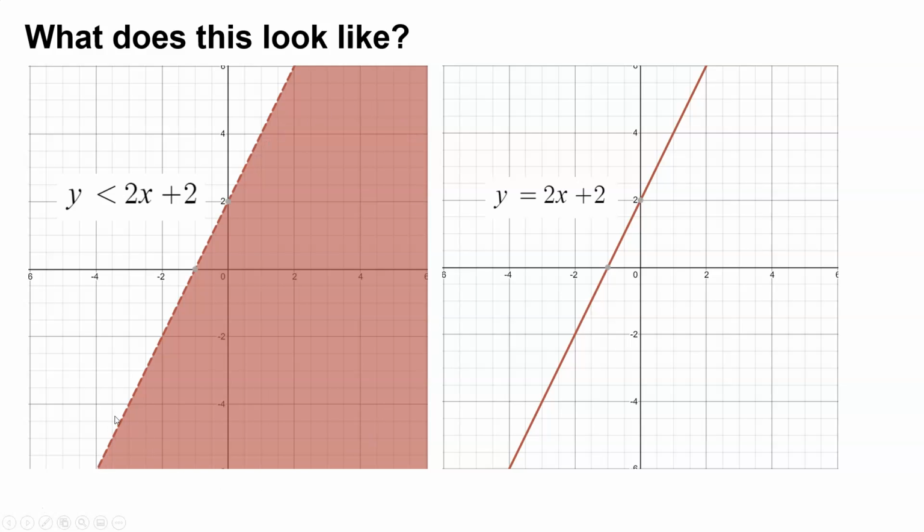And notice the line itself is dotted. That means we are not including the line as part of our solution. That is just our boundary, but the points on the line itself are not part of the solution. It's just everything below the line. So this is what this looks like. Same expression, but this is an equation, this is an inequality. That's the difference between these two.